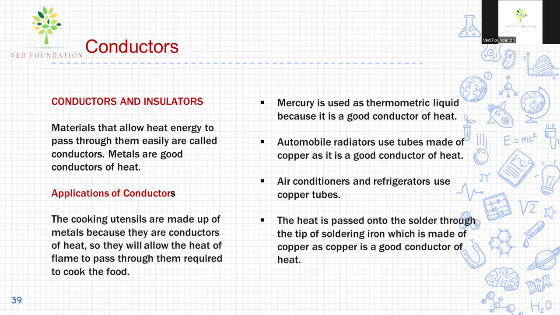Mercury is used as thermometric liquid because mercury is a good conductor of heat. Automobile radiators use tubes made of copper as copper is a good conductor of heat. Air conditioners and refrigerators use copper tubes because copper is a good conductor of heat. The heat is passed onto the solder through the tip of soldering iron, which is made up of copper, as copper is a good conductor of heat.